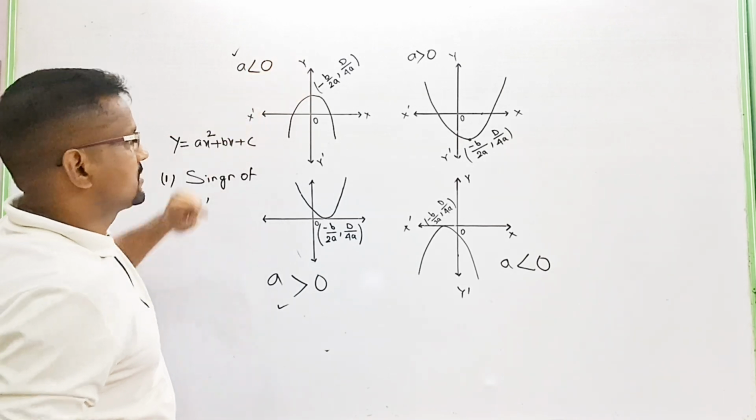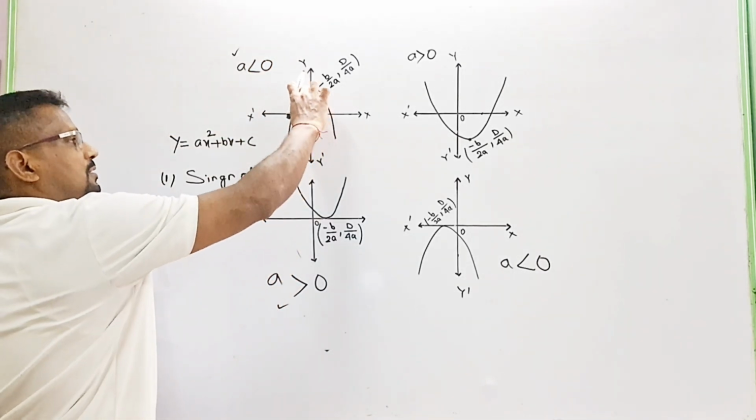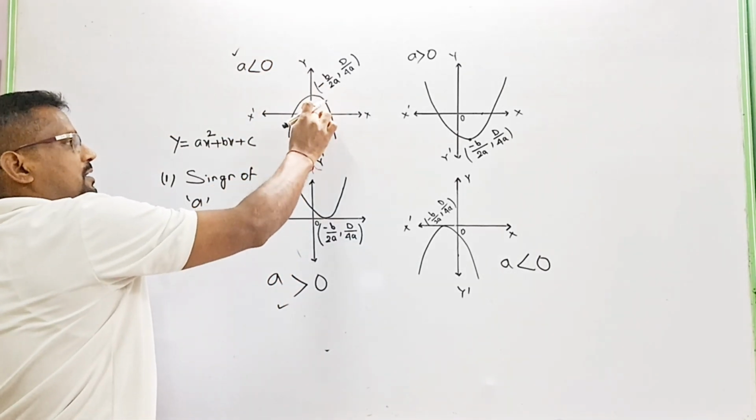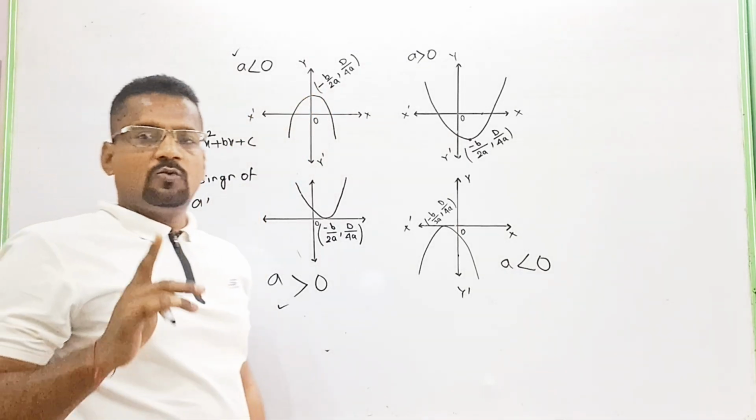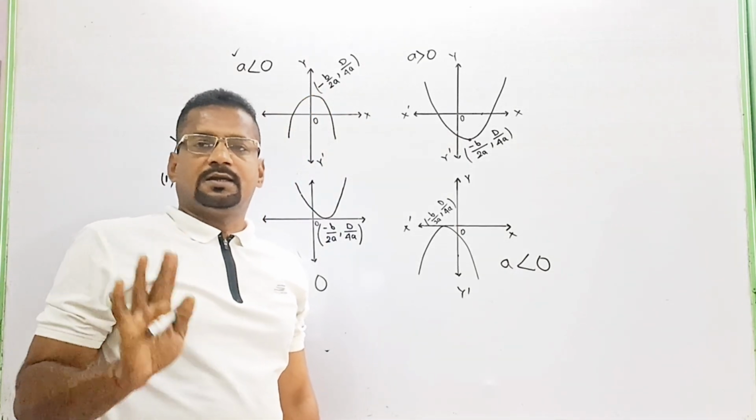Towards the positive y-axis. If the y-intercept cuts the positive part of the y-axis, then c is greater than 0.